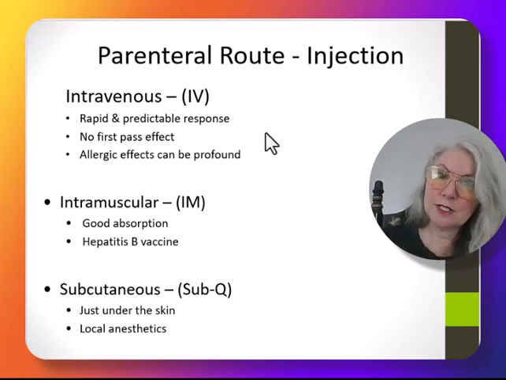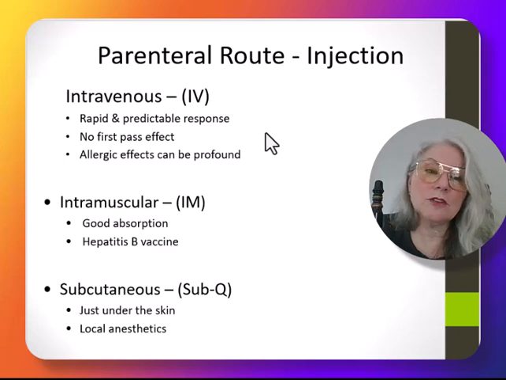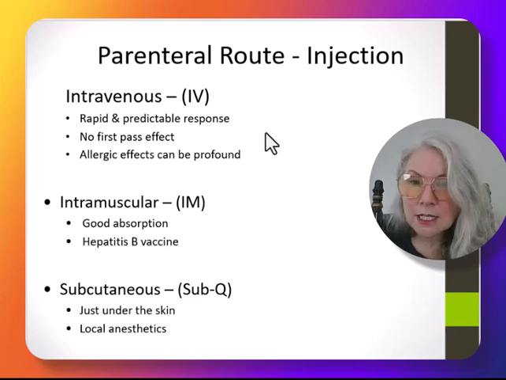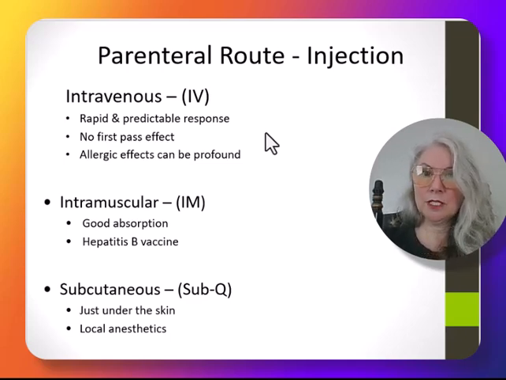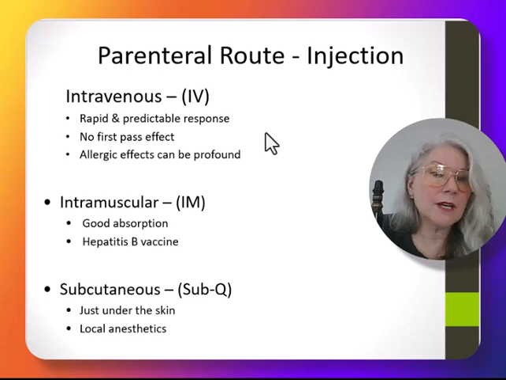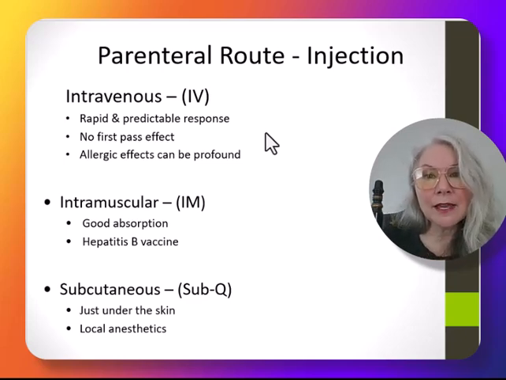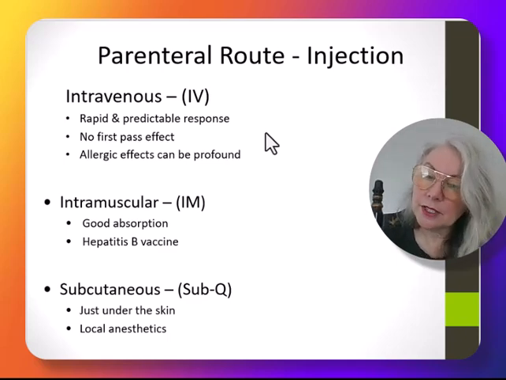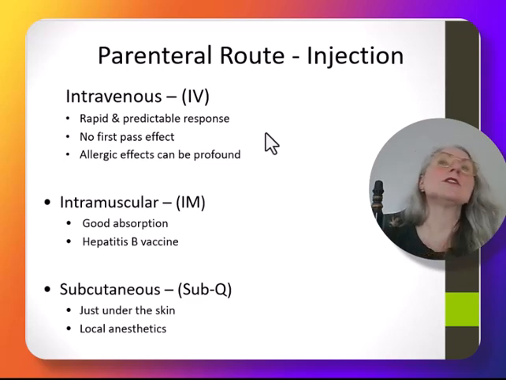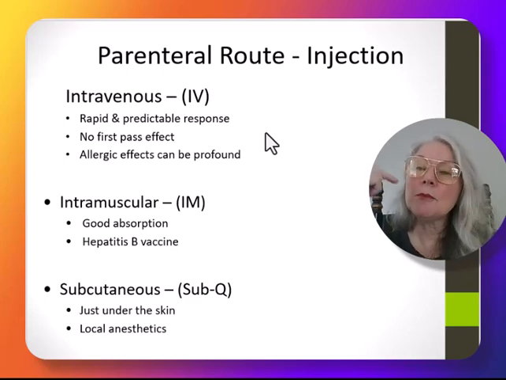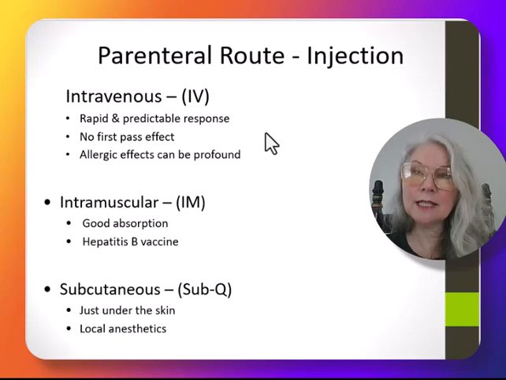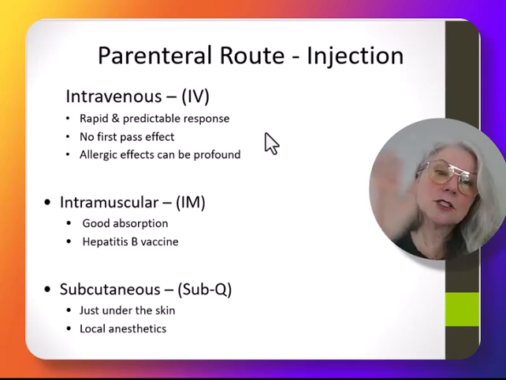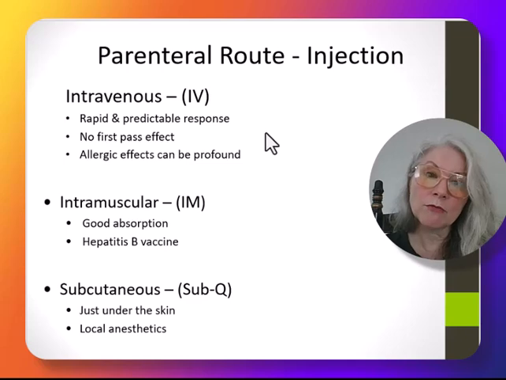So parenteral routes. These are the injection ones: intravenous, intramuscular, subcutaneous. So intravenous, right into the vein. Some good things about it: there's no high first pass effect, it's rapid, it's predictable. Bad thing: the patient has an allergic response. If it's been delivered into a vein, there is no way to get it back. If someone has swallowed a drug that they have an allergic response to, you can make them vomit it up. So allergic reactions are always a risk with IV.